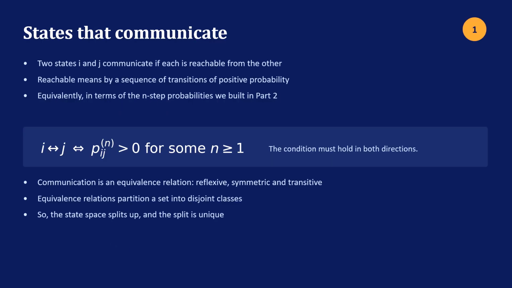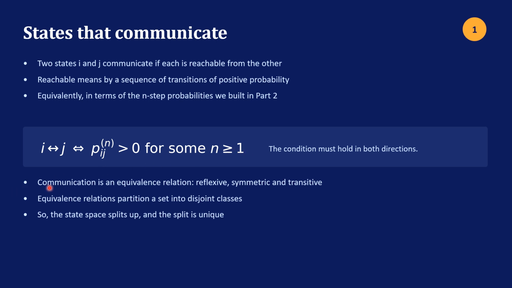In a Markov chain, two states communicate if there's a sequence of transitions with positive probability between the two states, and that goes in either direction. This is a little bit more formal statement here: i communicates with j if and only if the probability of going from i to j in n steps is greater than 0 for some n greater than or equal to 1.